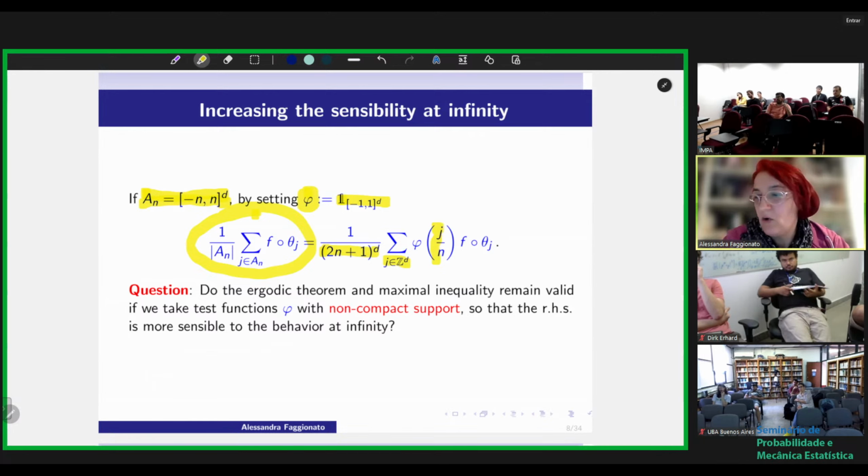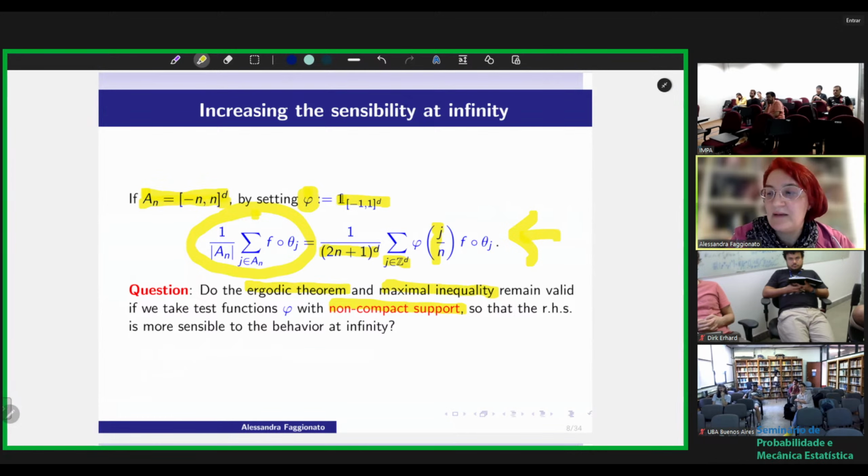Then there is this question coming from the application, but I will show you the application in the second part. Do the ergodic theorem and the maximal inequality that I have shown before remain valid if we take a test function phi with non-compact support, because this phi has compact support? I am interested in the case of phi with non-compact support but somehow decaying, so that the right-hand side in this identity becomes more sensitive to the behavior at infinity.